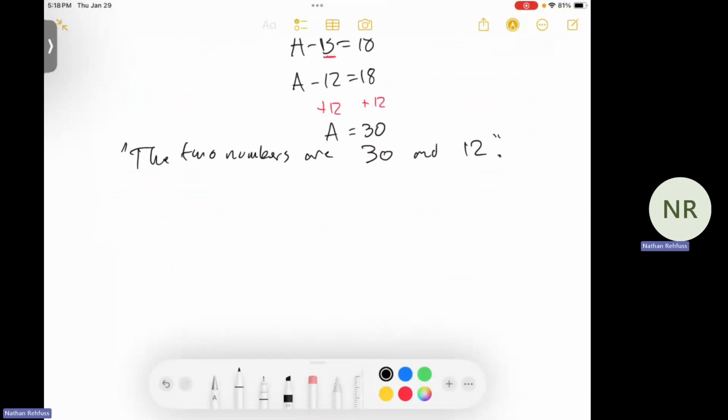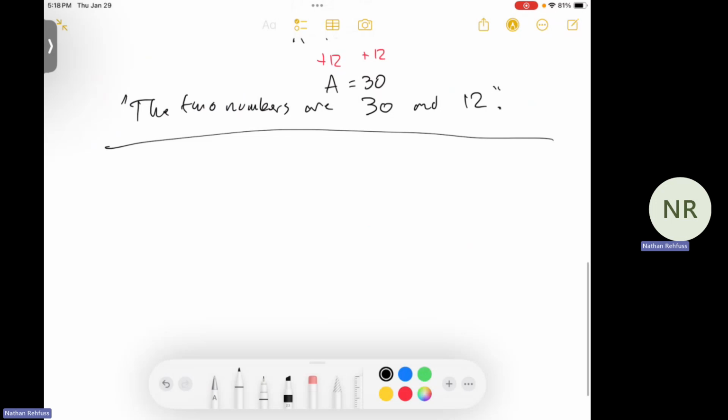Are you ready for another problem? You can pause the video if you're not. 5 consecutive numbers add up to 365.